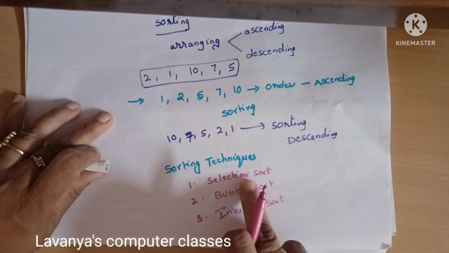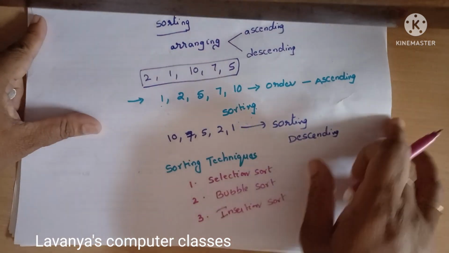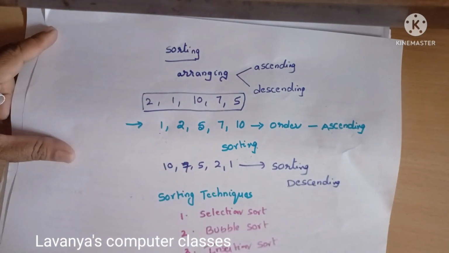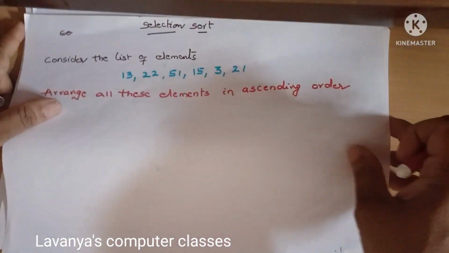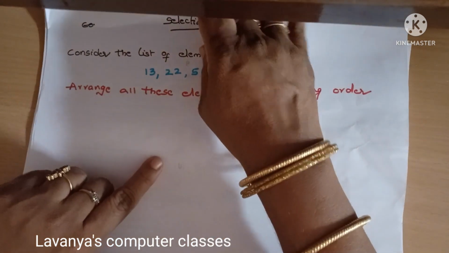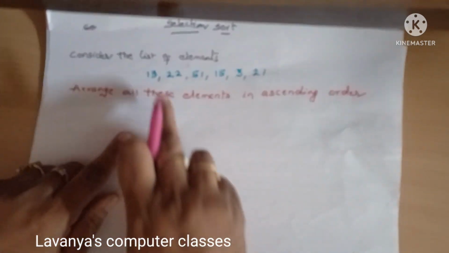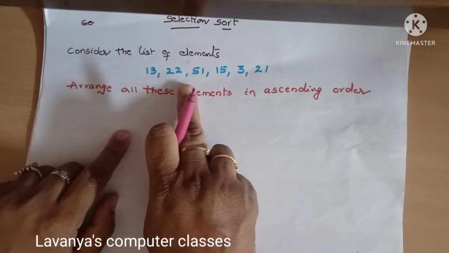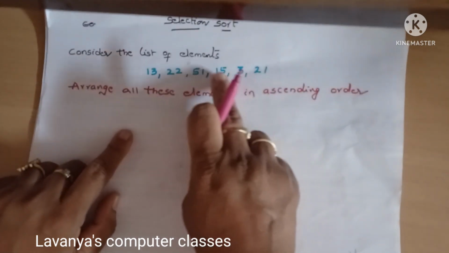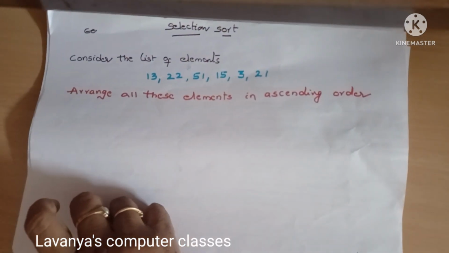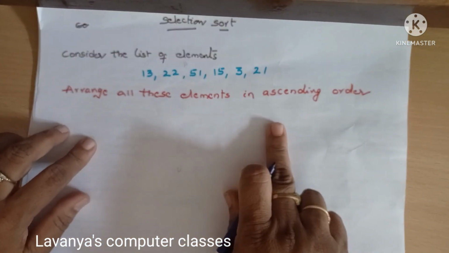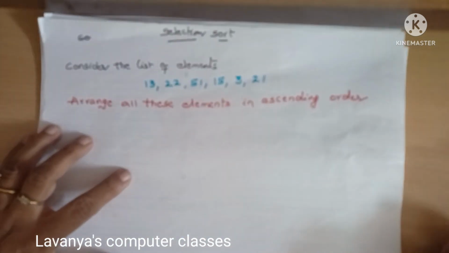In this video I will explain what selection sort is and how to arrange all the elements in ascending order using the selection sort method. I will explain with a numerical example. Consider the list of elements 13, 22, 51, 15, 3, 21. There are 6 elements, and they are not in order. So we arrange all these elements in ascending order using the selection sort method.